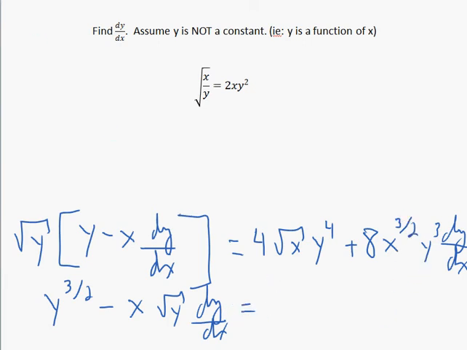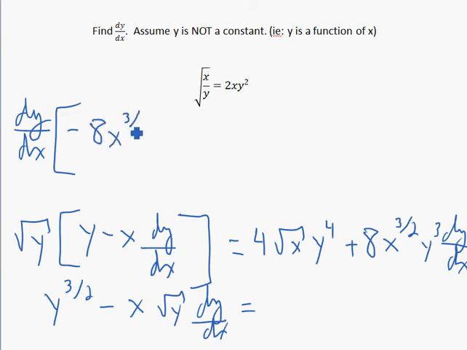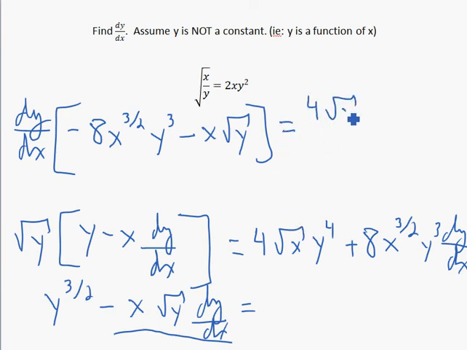I can get all the dy/dx's on one side and factor out dy/dx. So we're going to have dy/dx times, now, when I move this 8x to the 3/2 y cubed over to the left side, we're going to get negative 8x to the 3/2 times y cubed. And that's still minus this dy/dx term here, x root y. And that's going to equal, over here we are going to have 4 root x y to the 4th minus y to the 3/2. Whew! But now we're basically done.